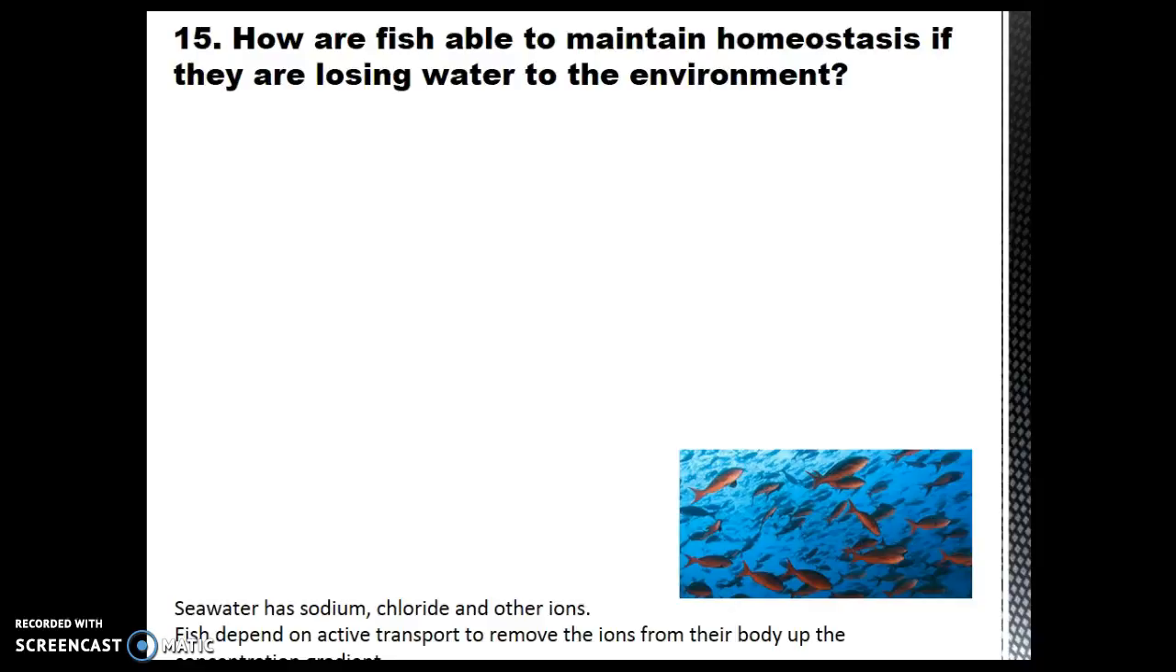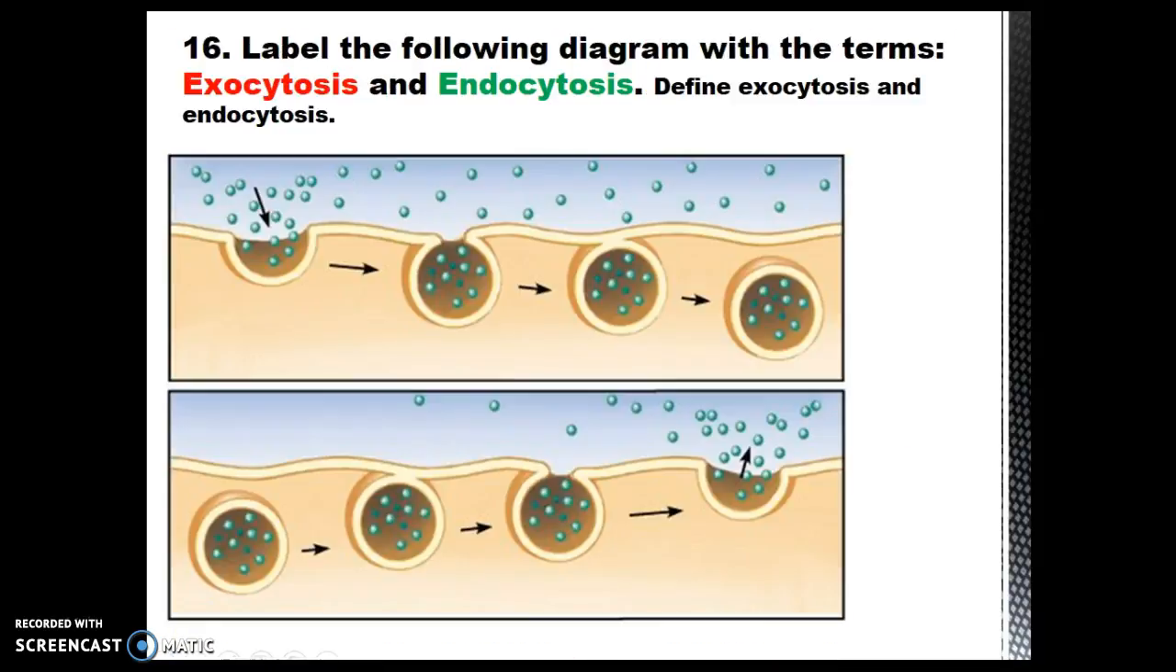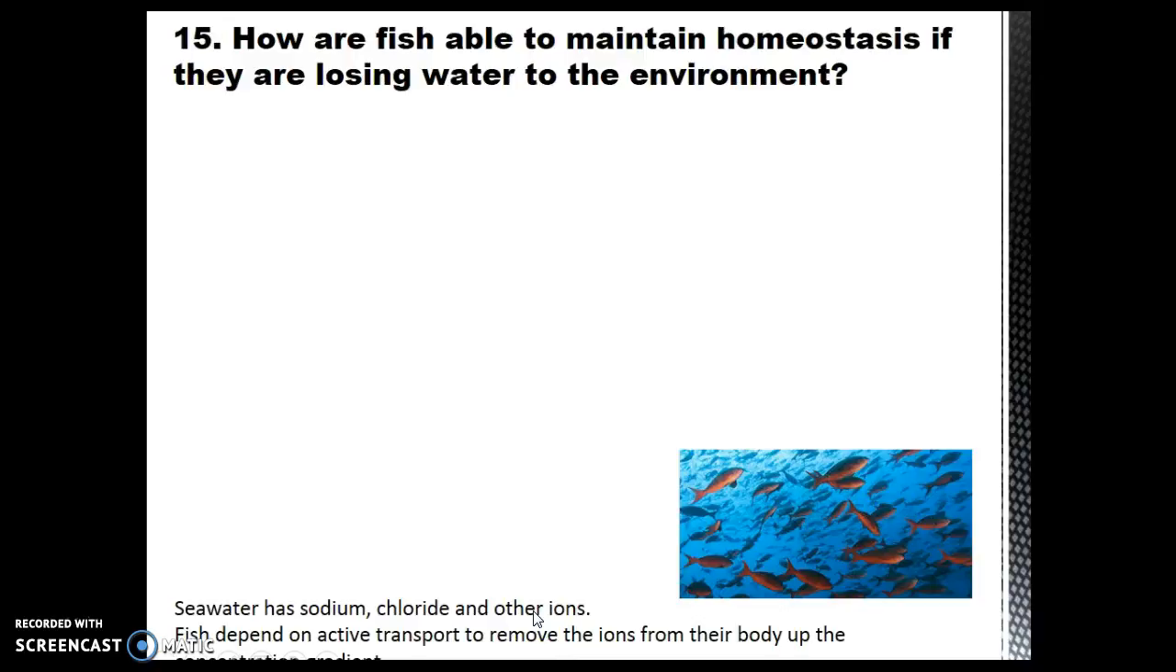How are fish able to maintain homeostasis if they are losing water to the environment? So here's the answer. I don't know if you can see the full answer. However, seawater has sodium, chloride, and other ions. So that salt water has sodium, chloride, and ions. Fish are going to depend on active transport, that transport of molecules using an energy system, to remove the ions from their body up the concentration gradient.